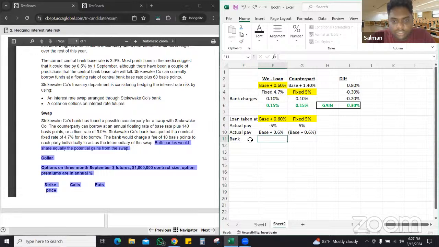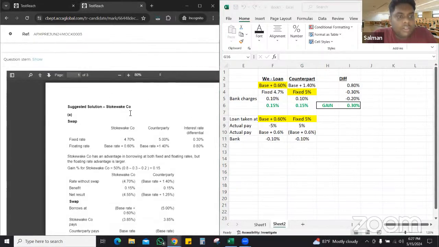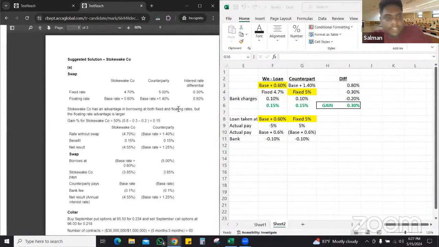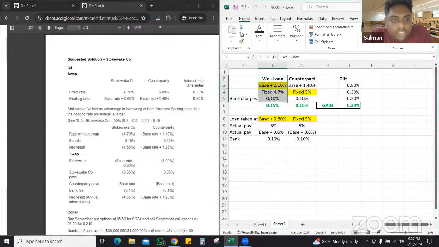And then comes the bank charges. Good. Right. And if you look at how the examiner has provided this, the examiner also has stated Stockwave, just like what we did. If you're going for fixed rate, it is 4.7, variable rate base plus 0.6. Counterparty 5%, base rate plus 1.4. And there's interest rate differences 0.3 and 0.8.